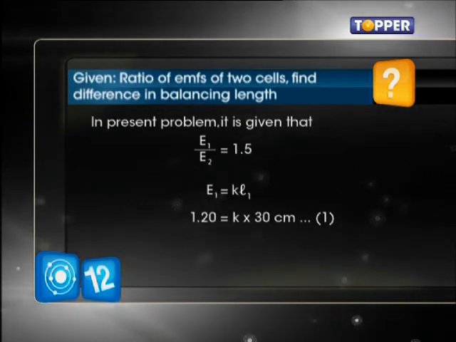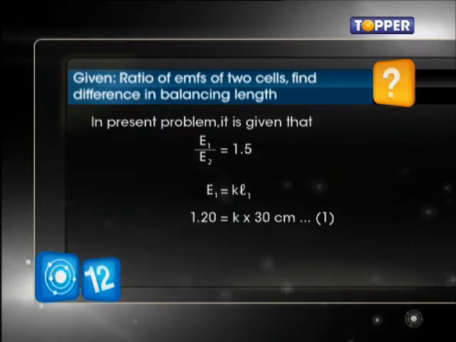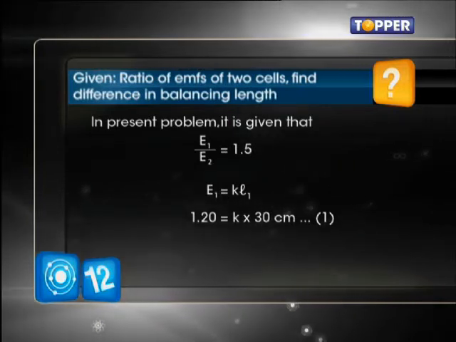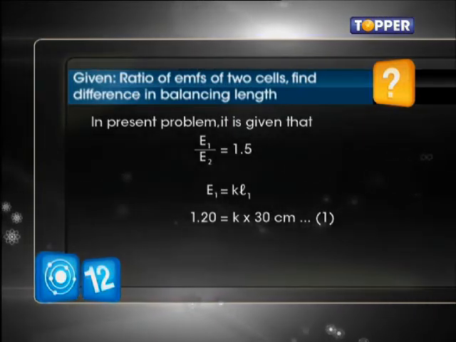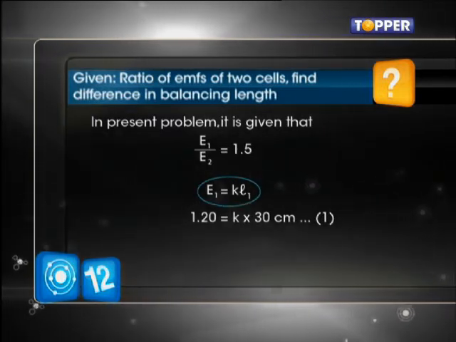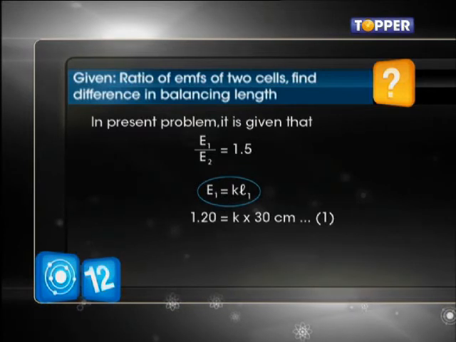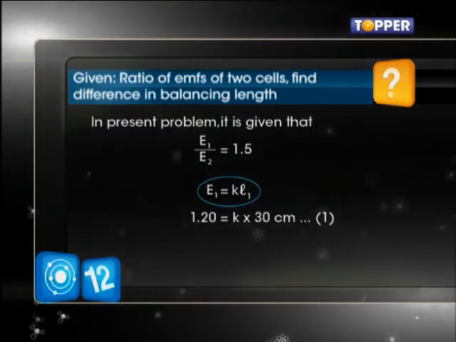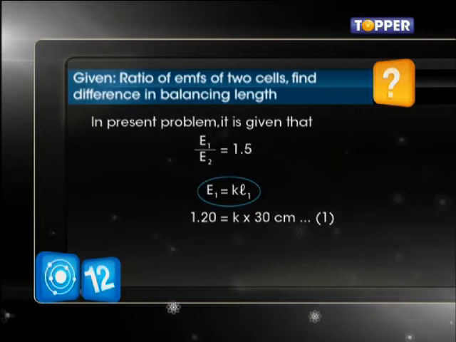In the present problem, it is given that the ratio of the EMFs of the 2 cells is 1.5. As we know, EMF of first cell is given by E1 equal to K times L1. By substituting the value, it comes out to be 1.20 equal to K into 30 centimeter. This is equation 1.